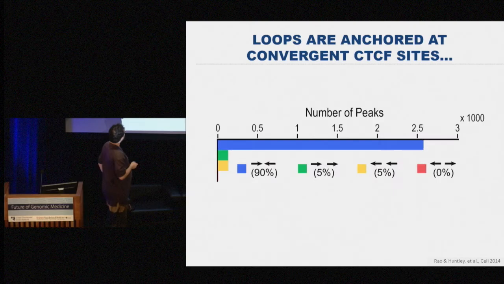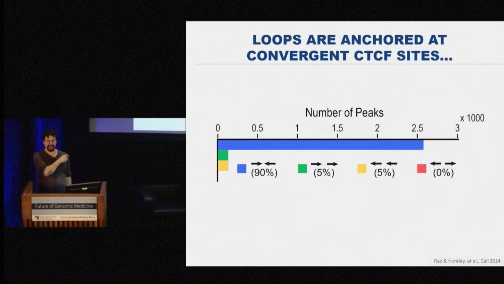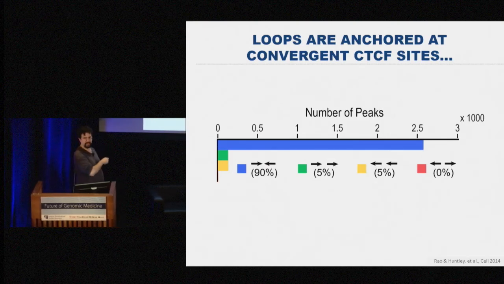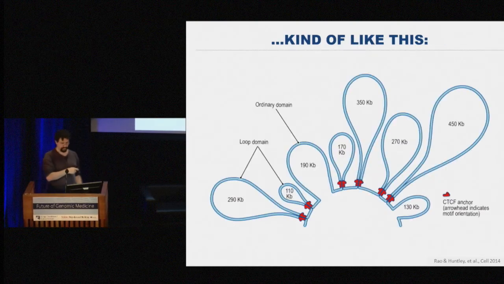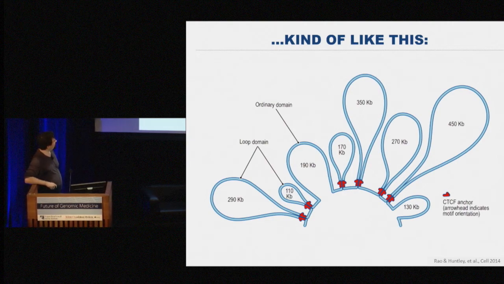Because this really works, actually. Over 90% of the loops obey this convergent rule. And we now think that these other ones are just places where the computational algorithm made a mistake. So we think that the loops, and this is a real 2.1 MB interval of the human genome, are each anchored at these convergent CTCF motifs that are pointing along the barrel of the motif.